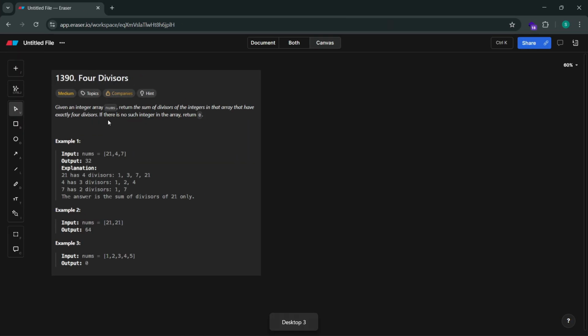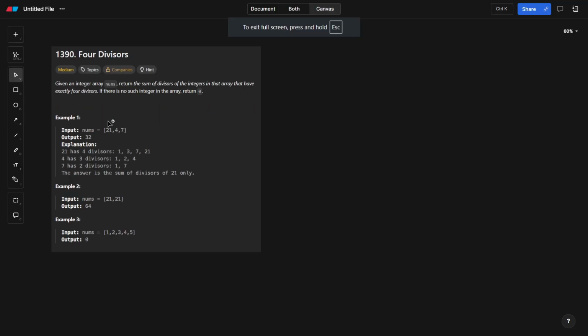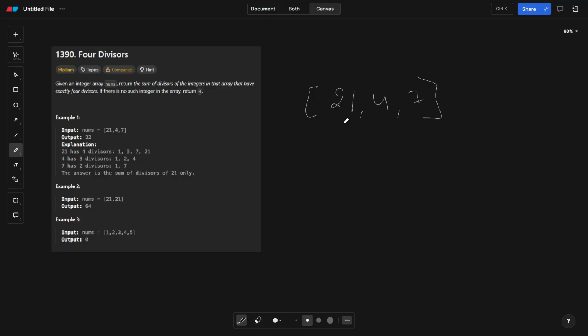Now let's move toward the theory part or the explanation part. So we have an array like 21, 4 and 7. Now leave about the array. Let's just see how we can find the exact number that we want to have and then calculate the sum of it. Let's just take an example of 21. 21 has 4 divisors, 1, 3, 7, 21.